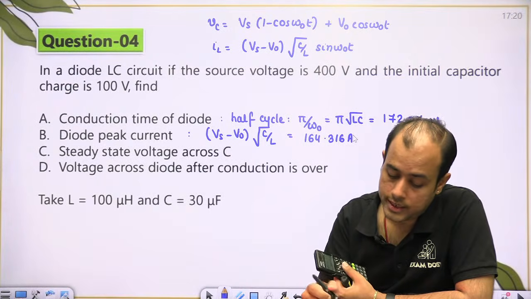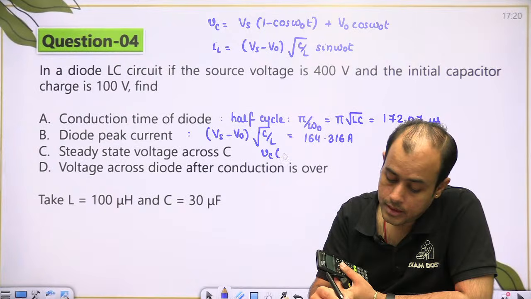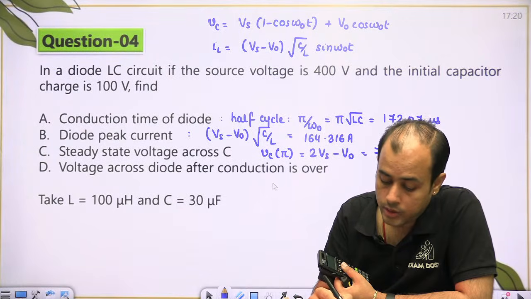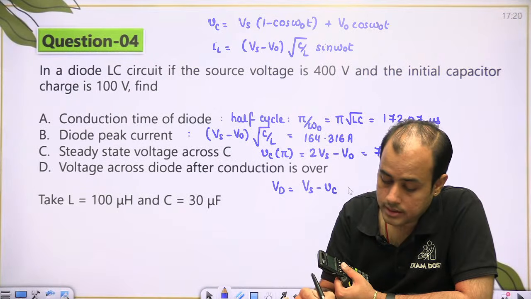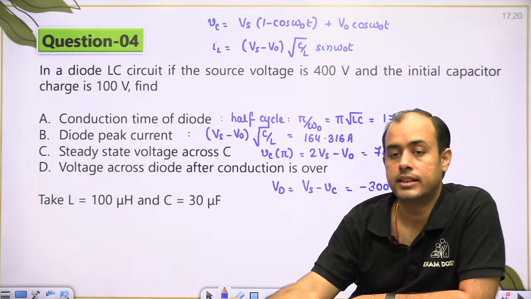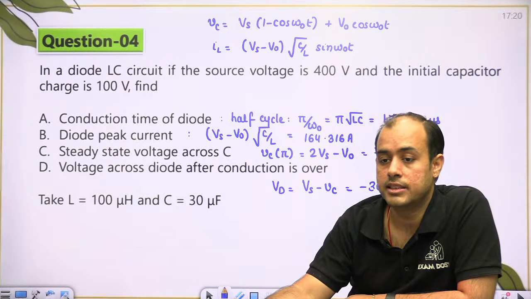Steady state voltage, it is happening at pi by 2, Vs minus V naught, 700. Diode voltage is supply minus capacitor minus 300. 400 minus 700 minus 300. Okay, it will come out like this.